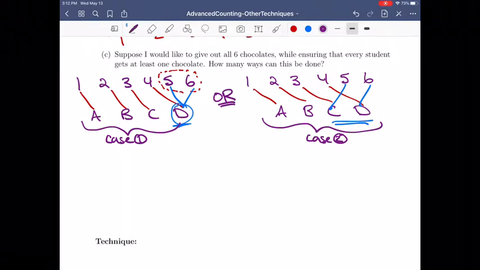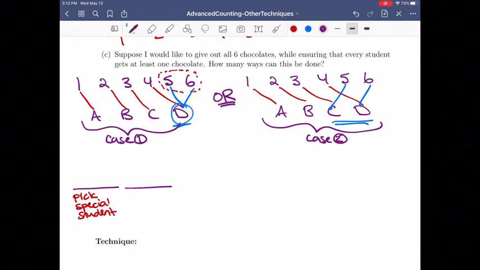Okay, so maybe we pick the special student, because they're getting 3. And then maybe we want to give them their chocolates. So give 3 chocolates to that student so that they're done. Okay, so let's count that.